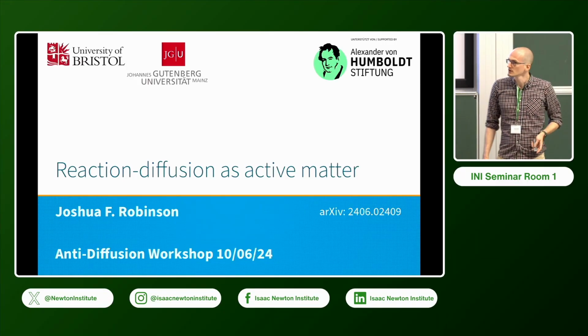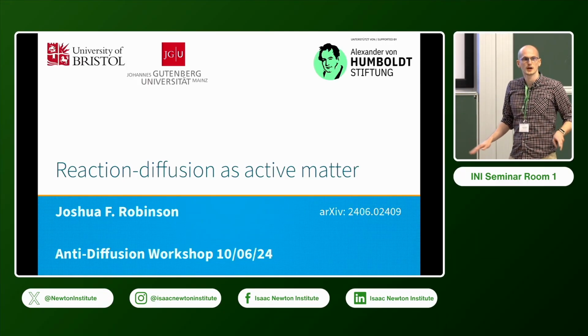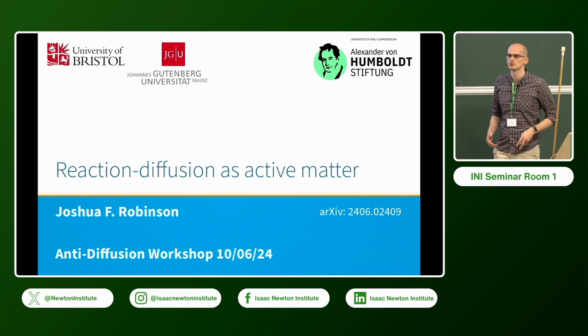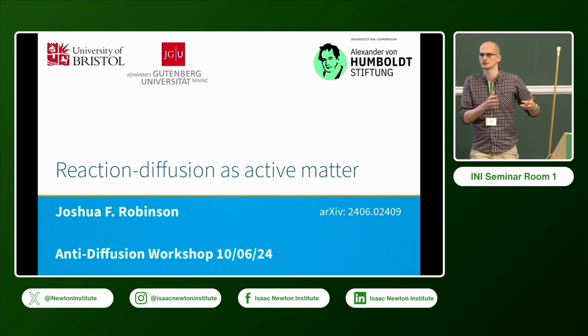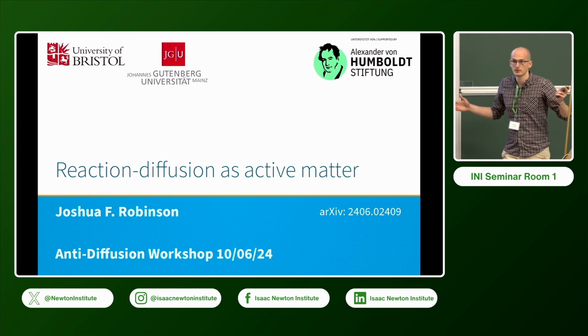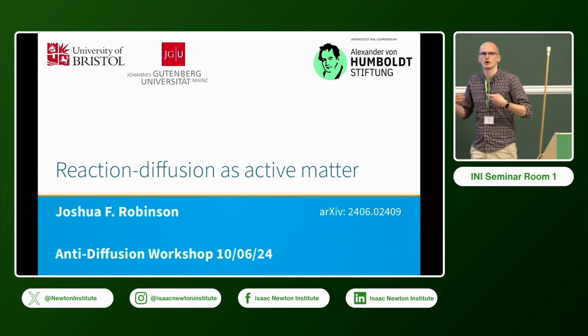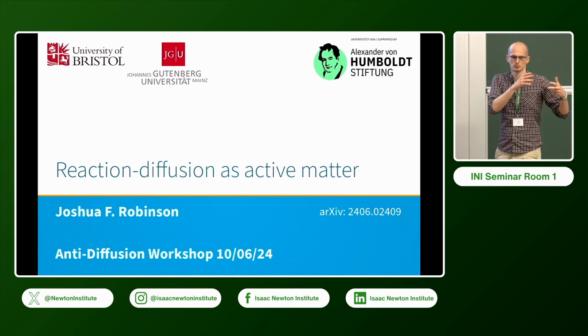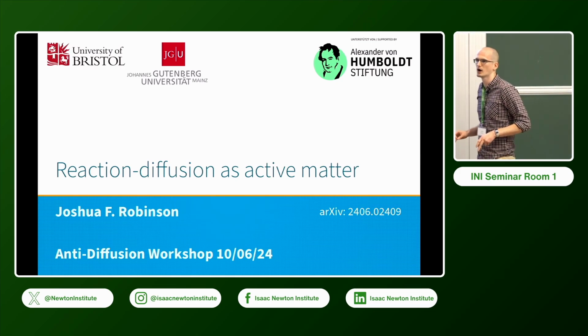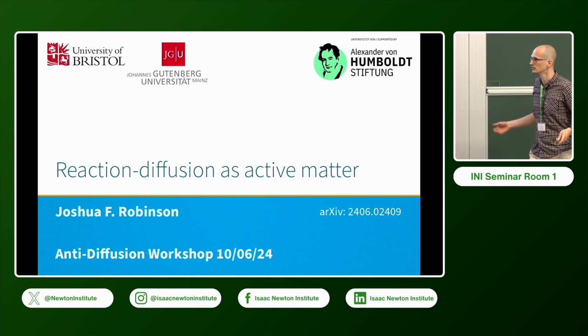Okay, so I'm going to show that a particular class of reaction-diffusion systems reduce to field theories that are conventionally used to model active matter. The nice thing about reaction-diffusion is it's quite a lot simpler than your typical models in contemporary active matter, so we can understand in granular detail how anti-diffusion emerges.